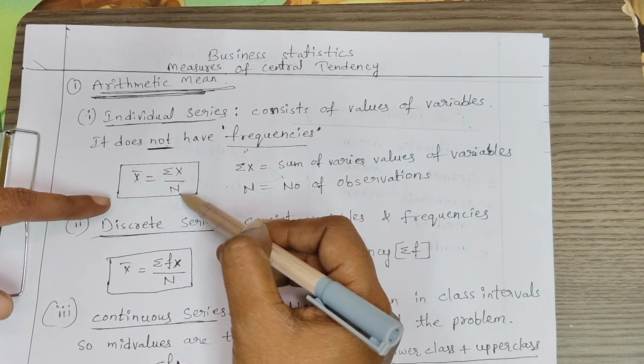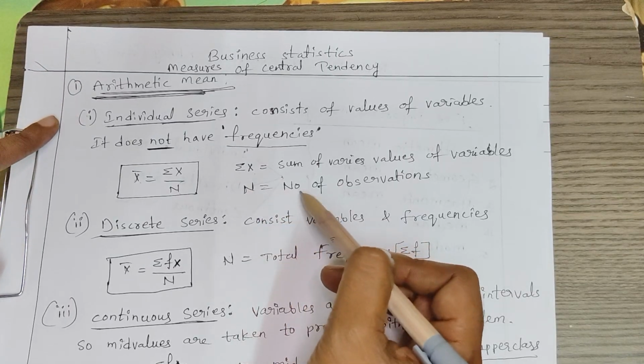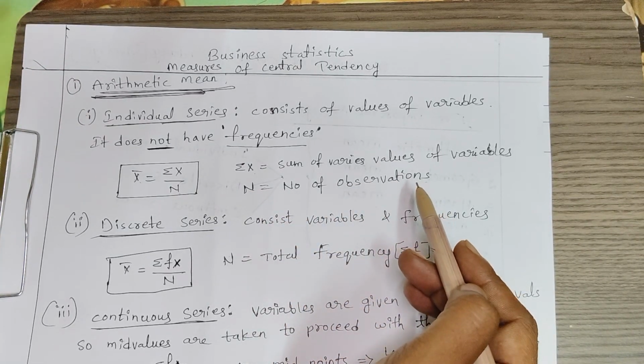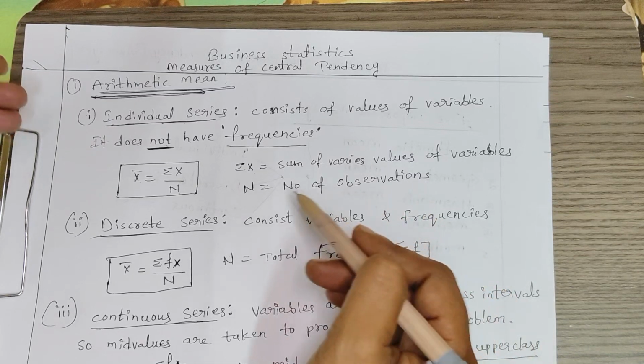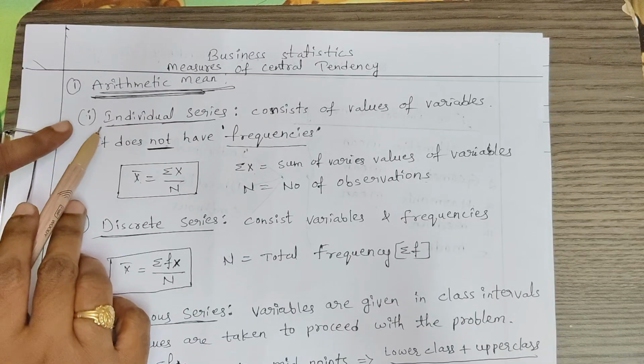What is n here? In individual series, only in individual series, n is equal to the number of observations. How many numbers are there? How many x values are there? That should be called n. Number of observations. So that is individual series.